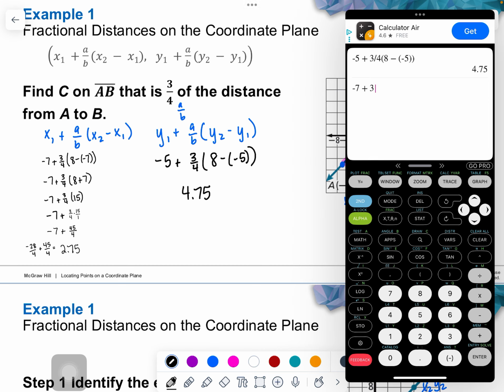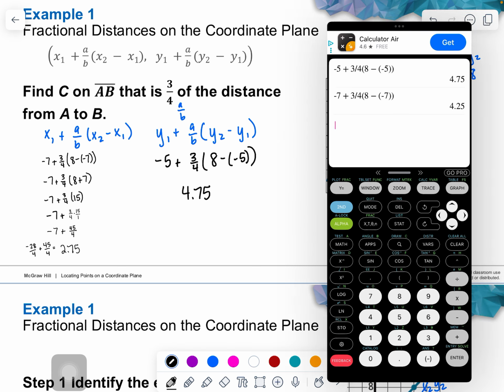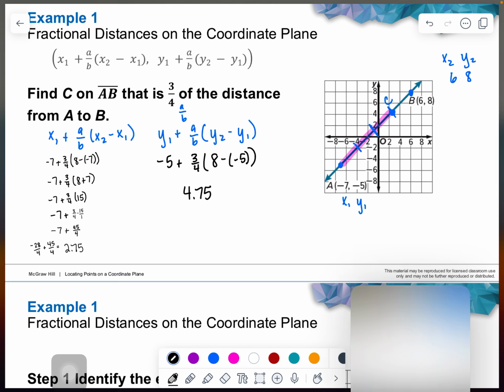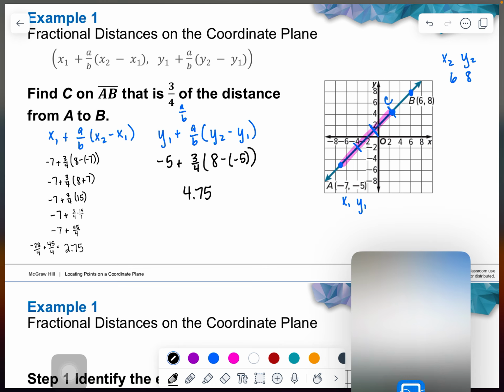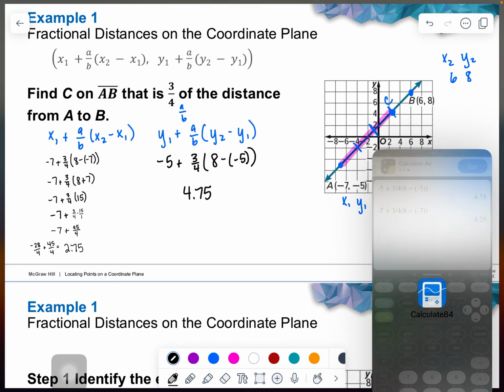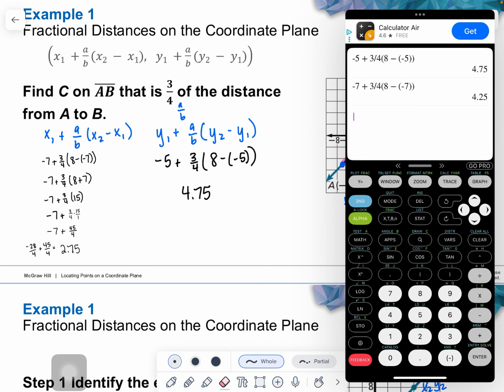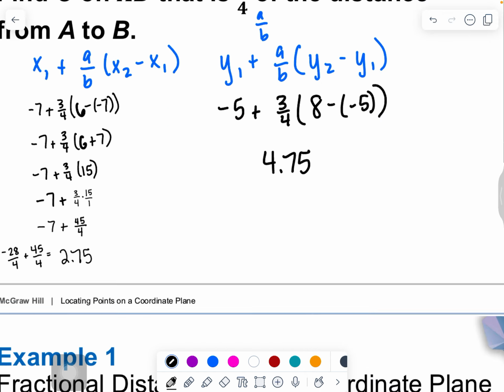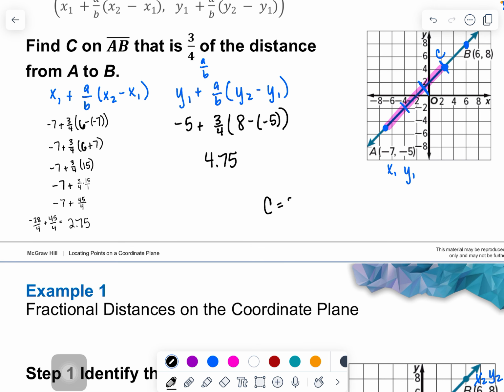And if we want to double check our x's, we can go ahead and write that one in as well. Plus 3 divided by 4, 8 minus negative 7. Oh, I did write something in wrong. Negative 5? No. 7, 6. I put in... Somebody was yelling at me from the back, weren't they? Here it is. This should have been a 6. There we go. So my math wasn't wrong. It was my filling in. So C is going to be 2.75 and 4.75.